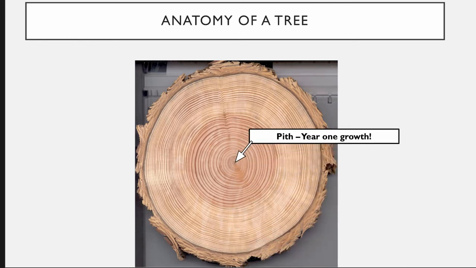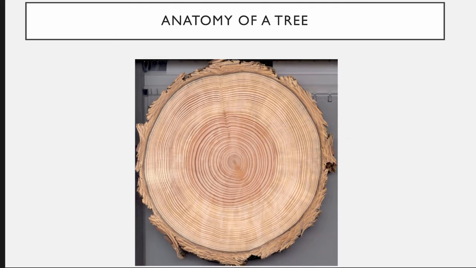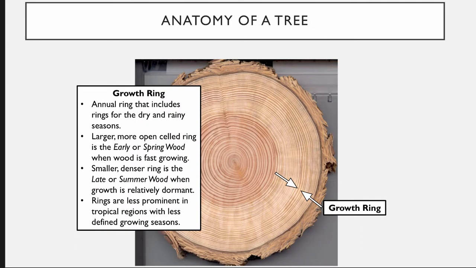Finally, the innermost point of the tree is the pith, and this is your year one growth. Not really important, it's just interesting. Now, the final thing we're used to seeing when we look at the cross-sectional log are the growth rings.